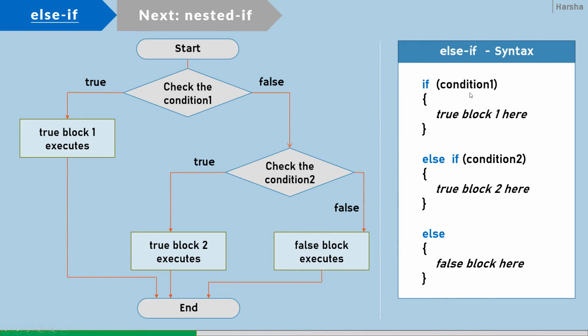So what happens if all the conditions are true? Only the first true block will be executed. The remaining true blocks will not execute because the subsequent conditions will not be checked when the condition 1 is true. And if all the conditions are false, the else block will execute.